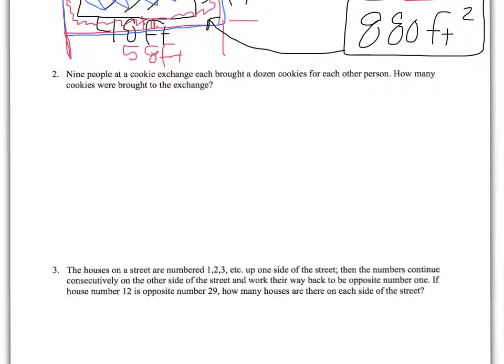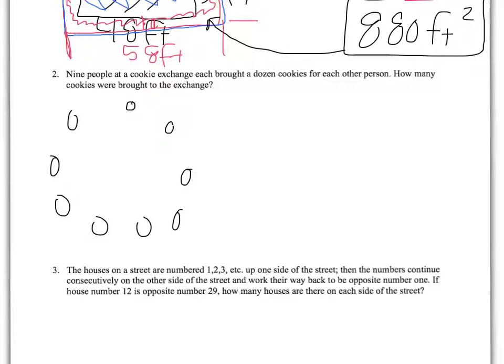Okay, so here, question number 2, we have 9 people at a cookie exchange. Each brought a dozen cookies for every other person. How many cookies were brought to the exchange? So the way I'm going to do this is I'm going to draw a little picture of what I think 9 people look like. And clearly 1, 2, 3, 4, 5, 6, 7, 8, 9. Now, clearly this is a view from above them, so we can see their heads.